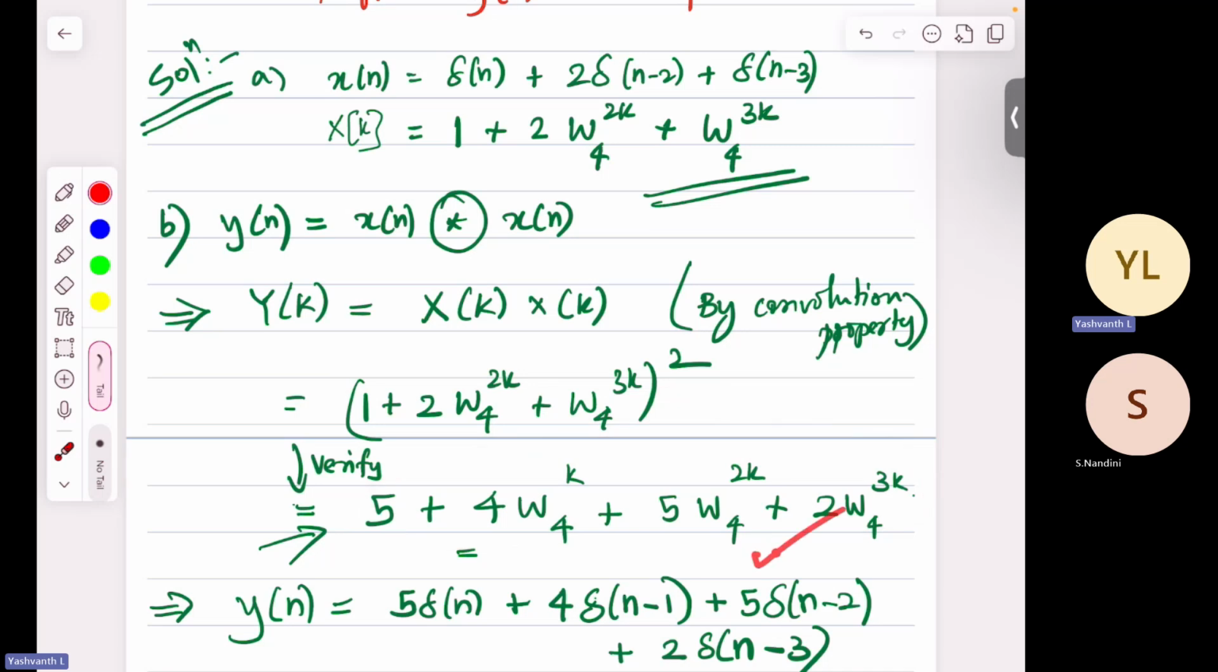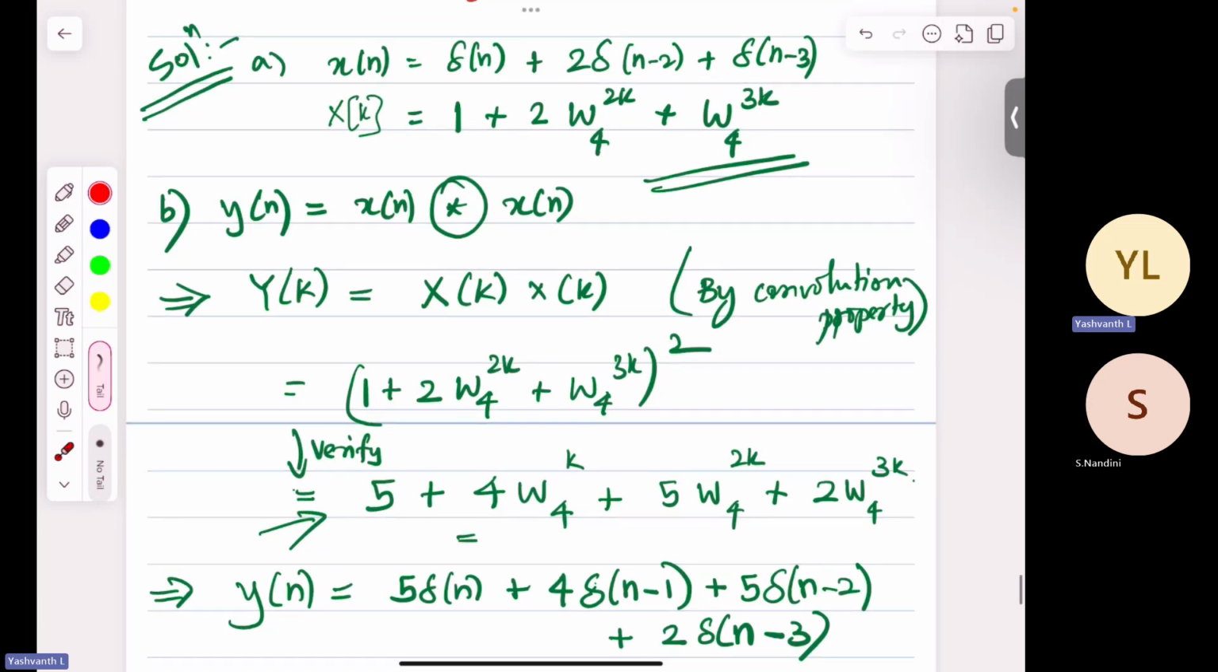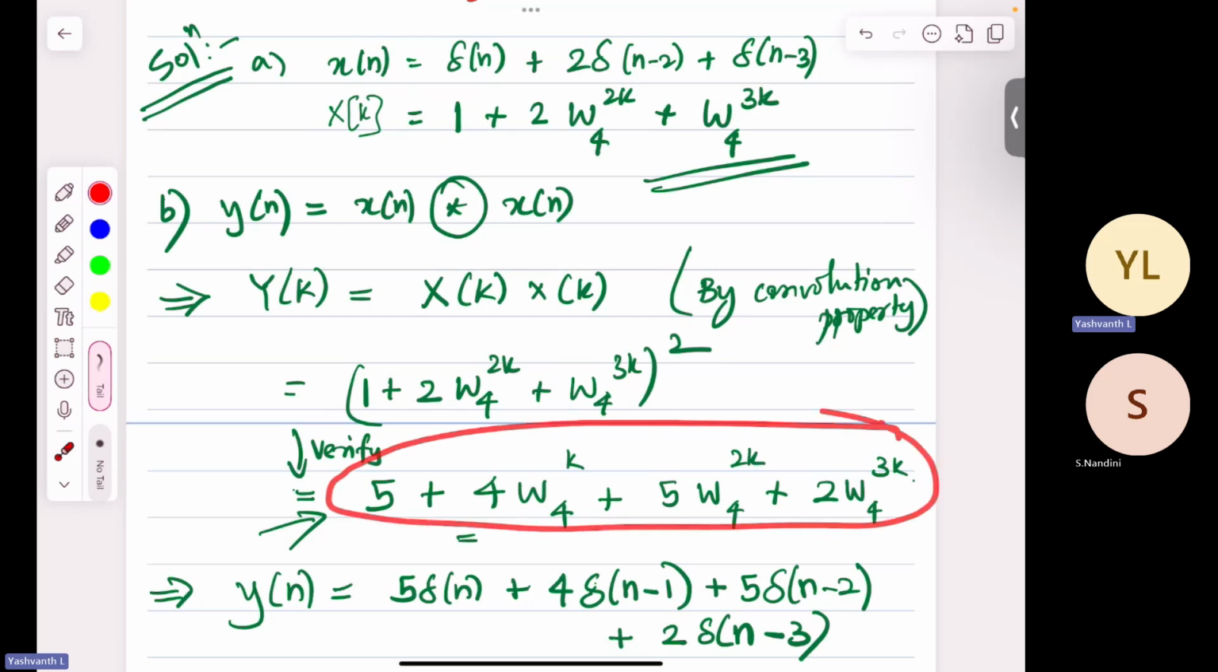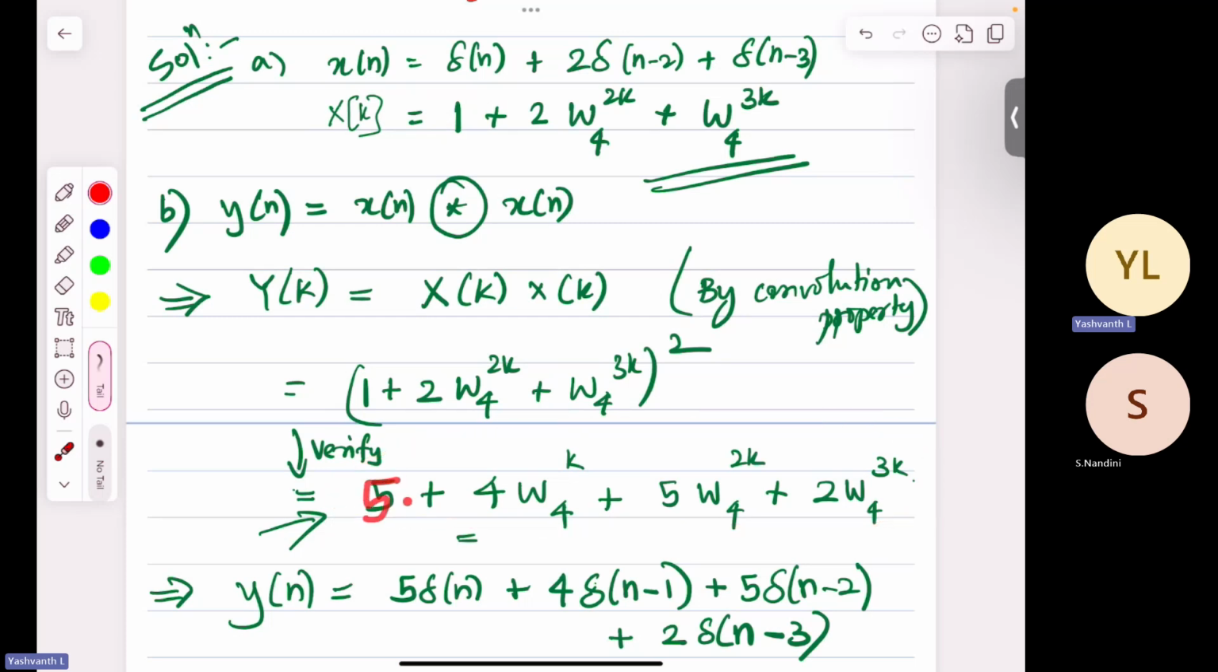So we found y of k, that is the DFT of the circular convolution of x of n with itself. Now what is the question? What is y of n? Take the inverse DFT of this. This is nothing but 5 into 1. Therefore, the inverse DFT of 5 is nothing but 5 into delta of n.